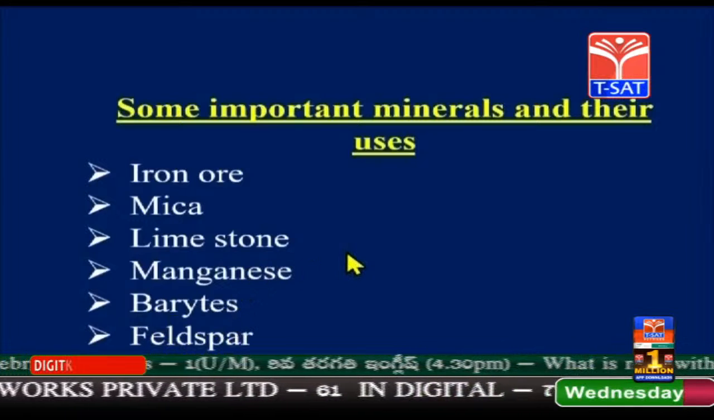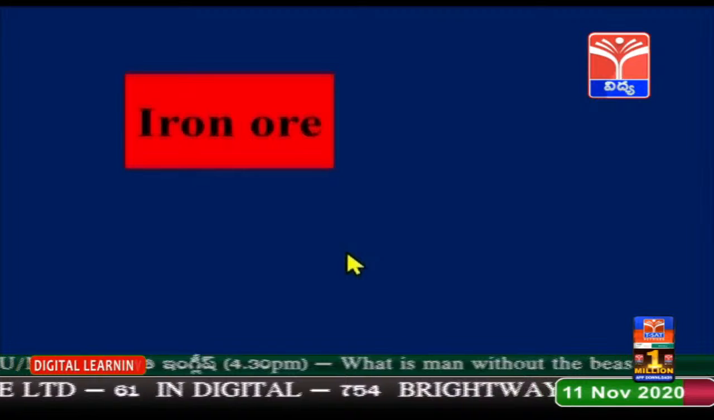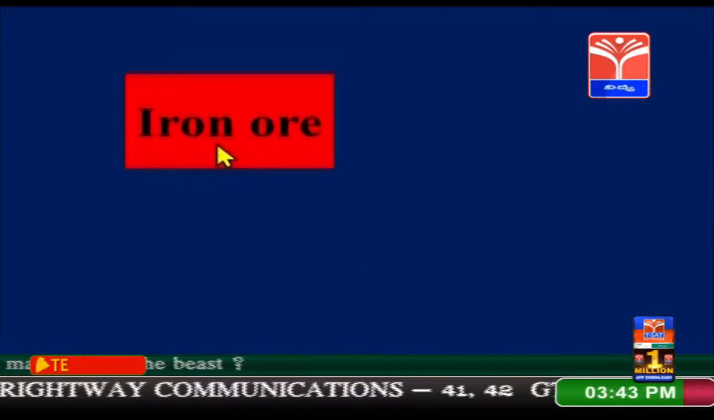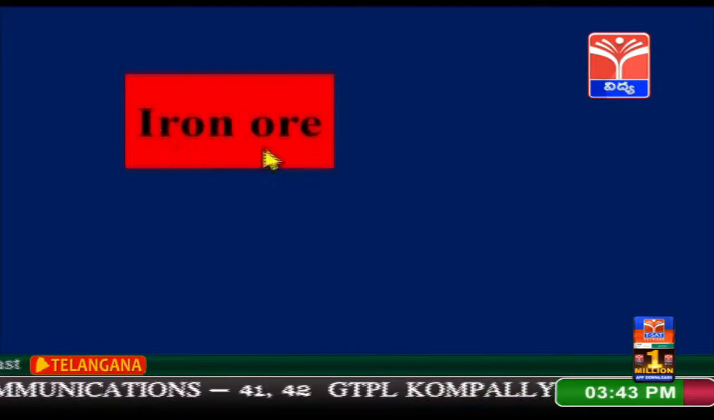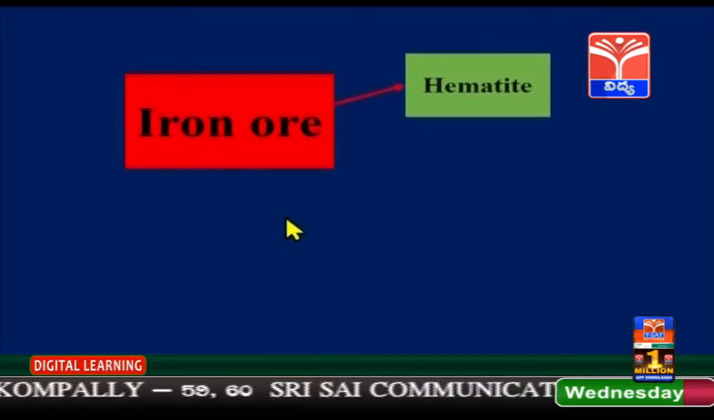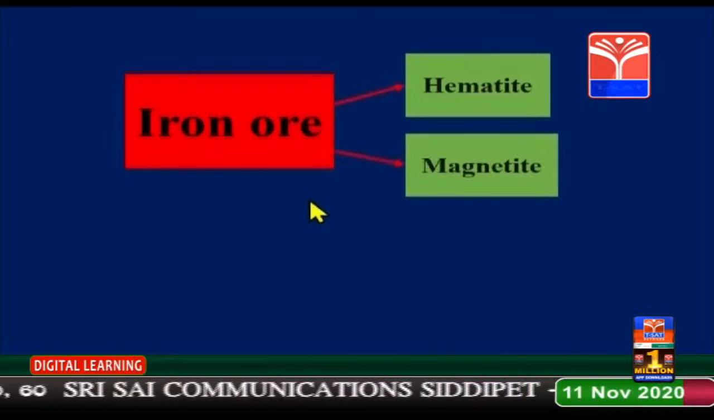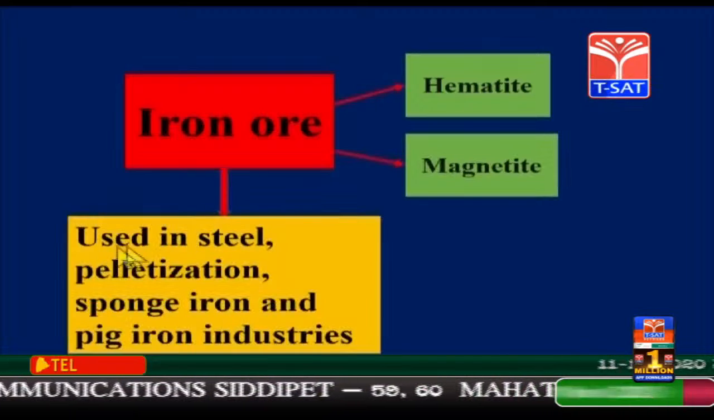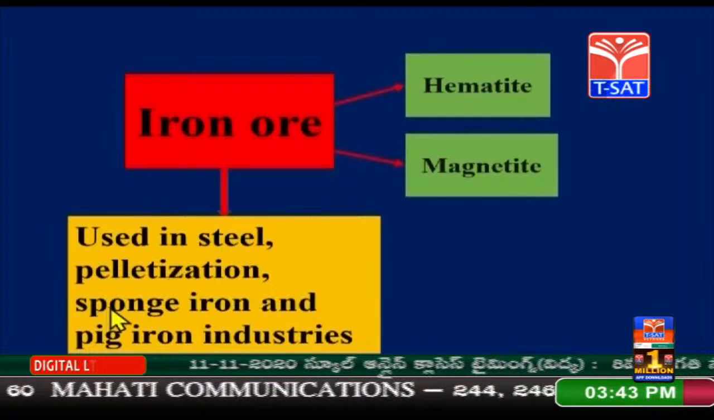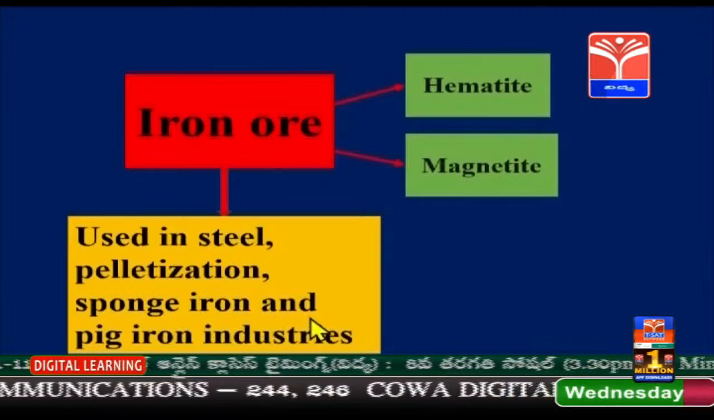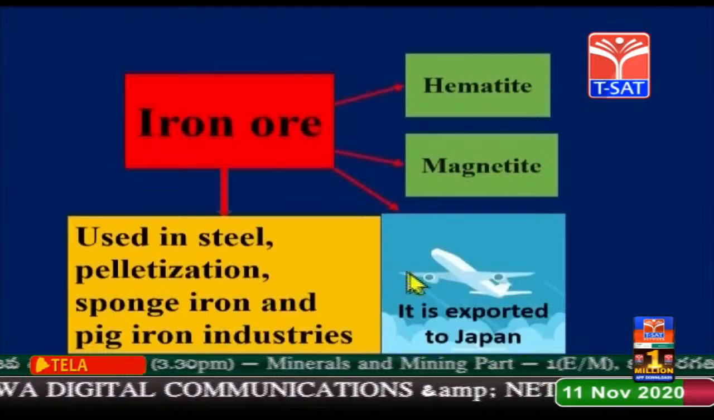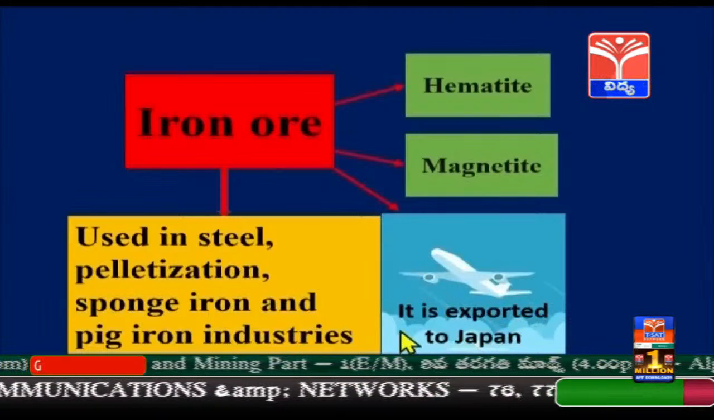So, each one we will discuss in detail. Iron ore. What is iron ore? We have discussed it is a metallic mineral. In our state, we get hematite and magnetite iron ore deposits. And it is used in steel industry, pelletization, sponge iron and pig iron industries. It is also exported to Japan.